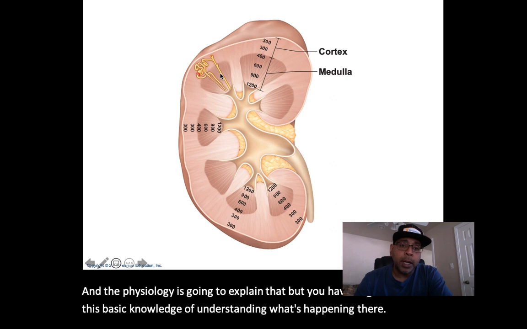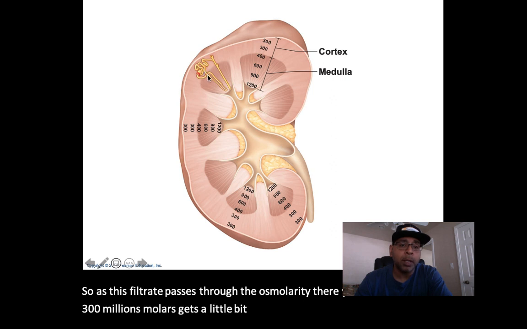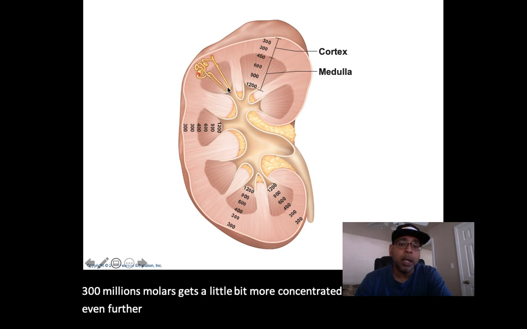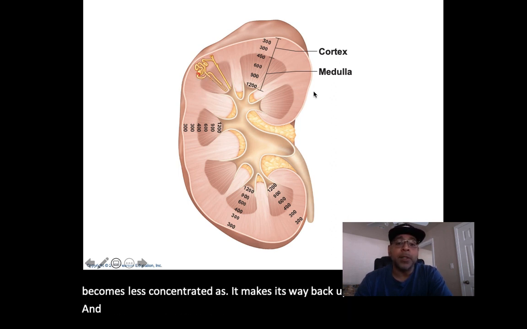So as this filtrate passes through, the osmolarity there you can see is about 300 milliosmolars, gets a little bit more concentrated, even further concentrated, and then you can see it becomes less concentrated as it makes its way back up. And you have to be able to explain that with the physiology when you talk renal physiology.